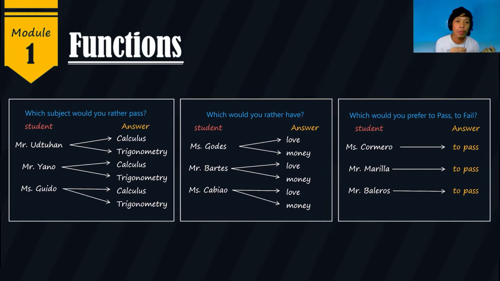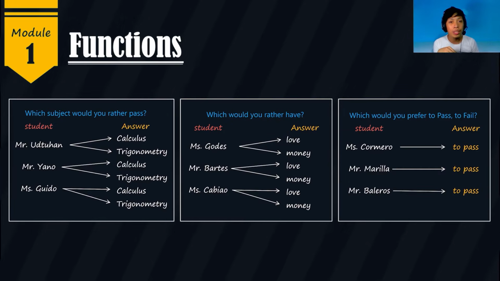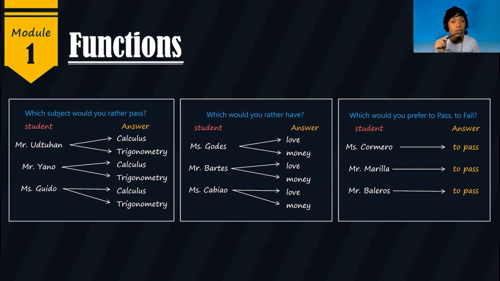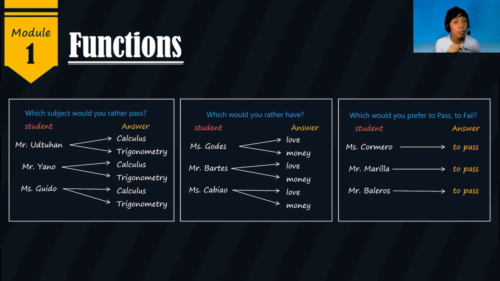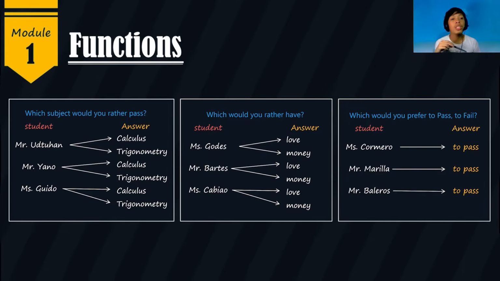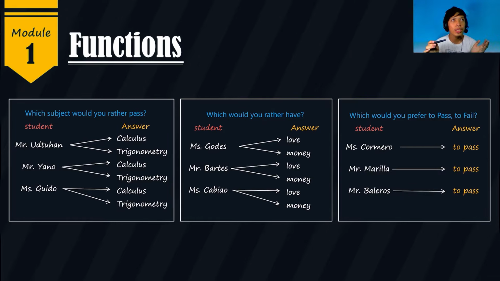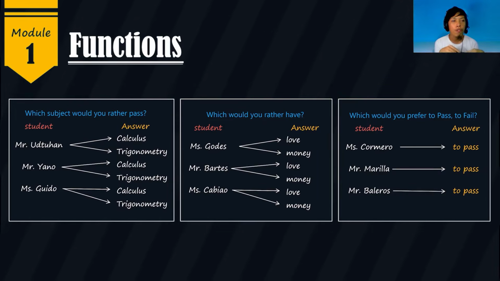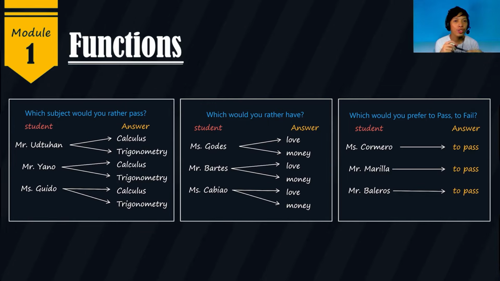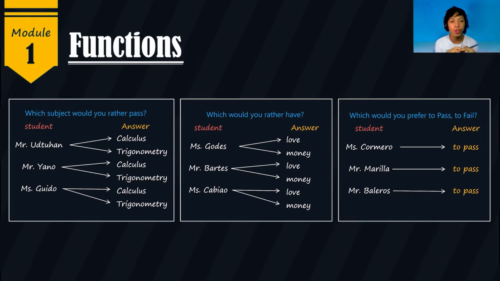Why do we still need to differentiate function from relation? Because by the way, all of these tables represent a relation. Table number 1 is a relation. Table number 2 is a relation. Table number 3 is also a relation. But out of these three, only table 3 represents a function. So you could say that a function is also a relation, but not all relations are functions. That's the difference between relation and function.